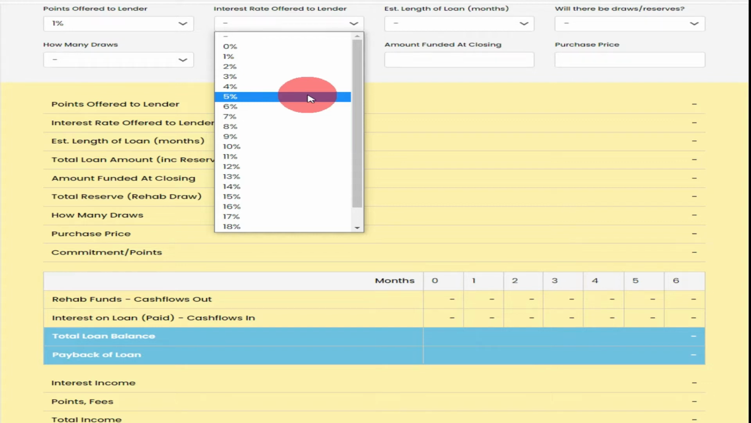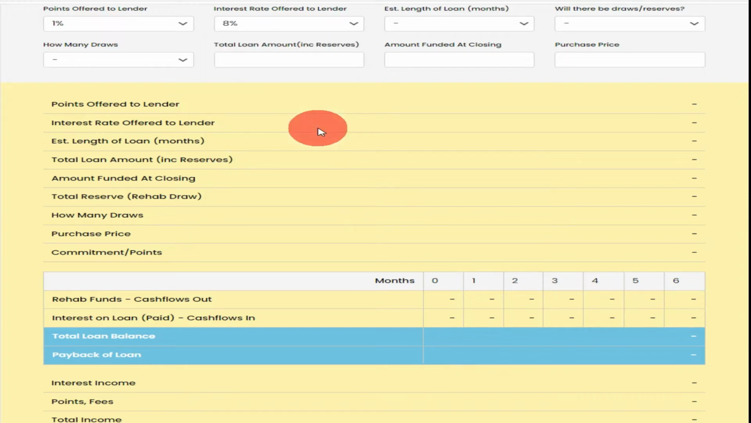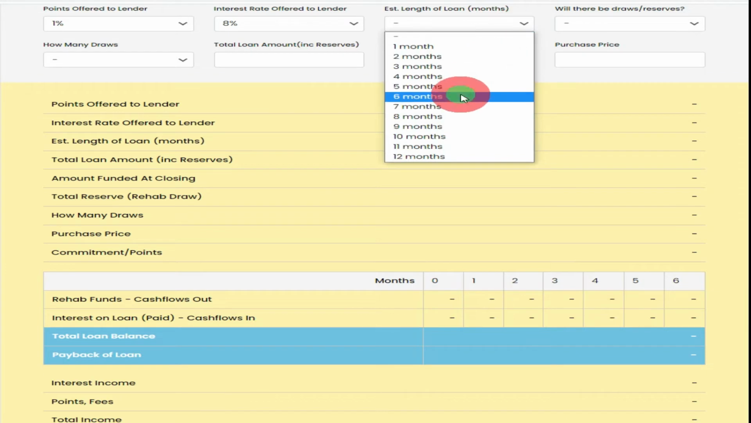It's really not attractive. I try to offer my lenders anywhere between 7, 8, 9% because I'm only having their money for a short period of time. So let's just say I offer them 8% on this deal, right? And let's just say I'm going to need the money for 6 months, right?